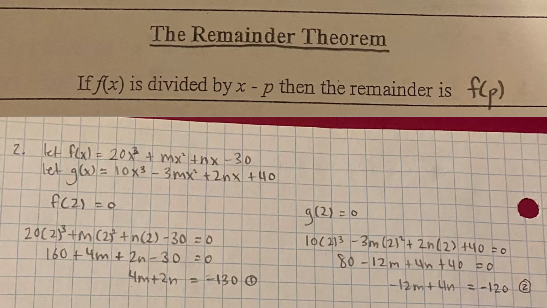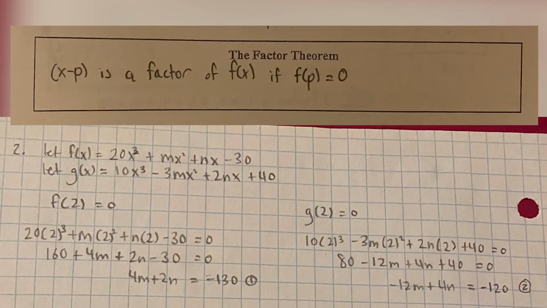Using the remainder theorem, we know that if f of x is divided by x minus p, then the remainder is f of p. Using the factor theorem, we know that x minus p is a factor of f of x if f of p equals 0.